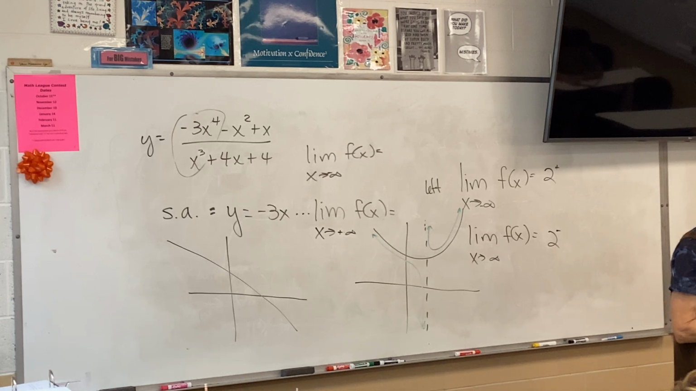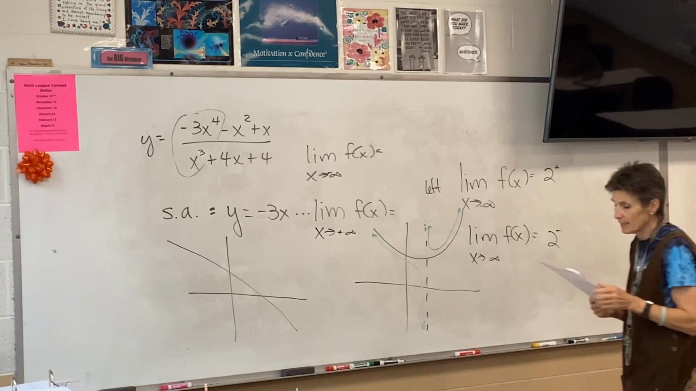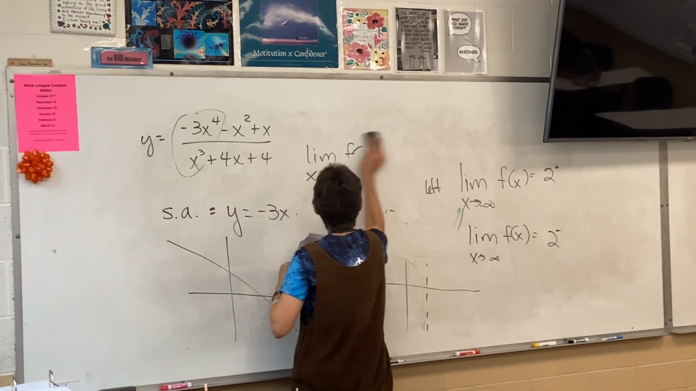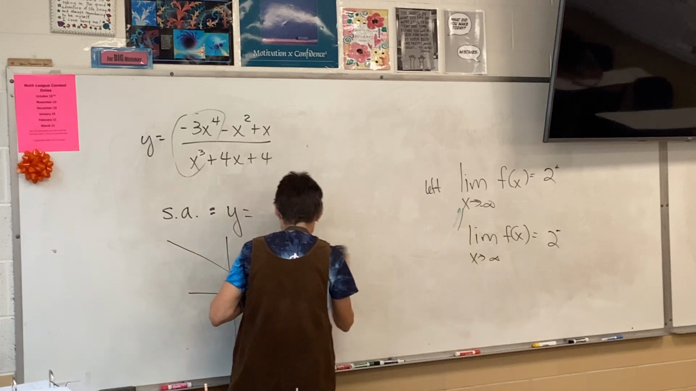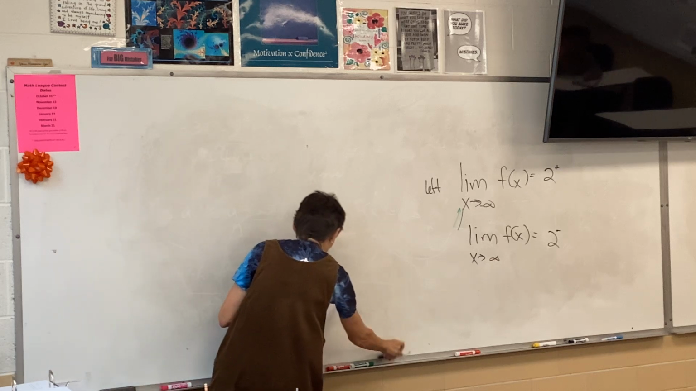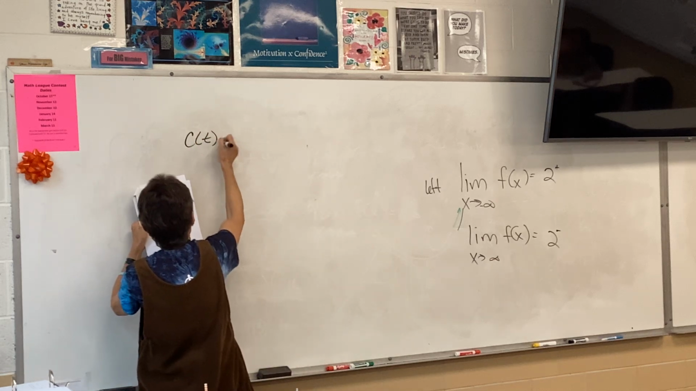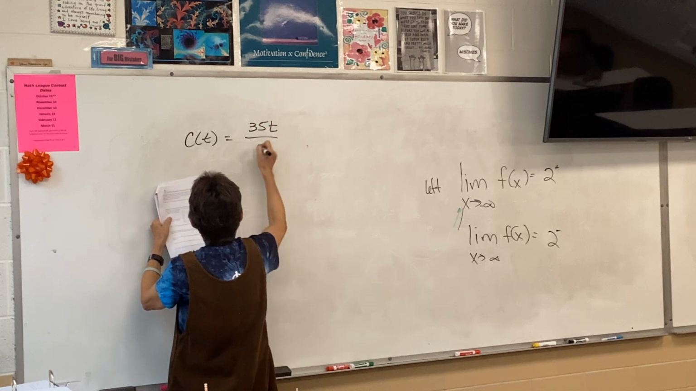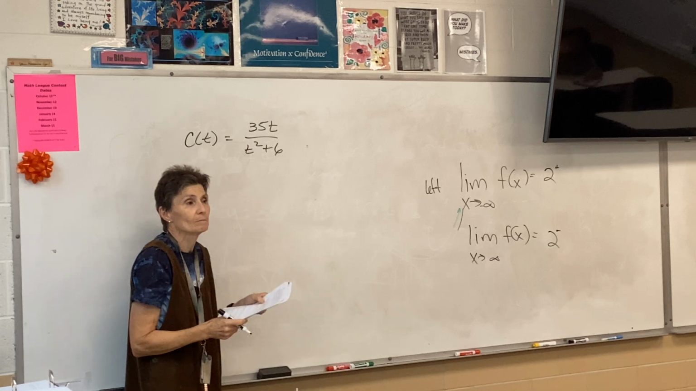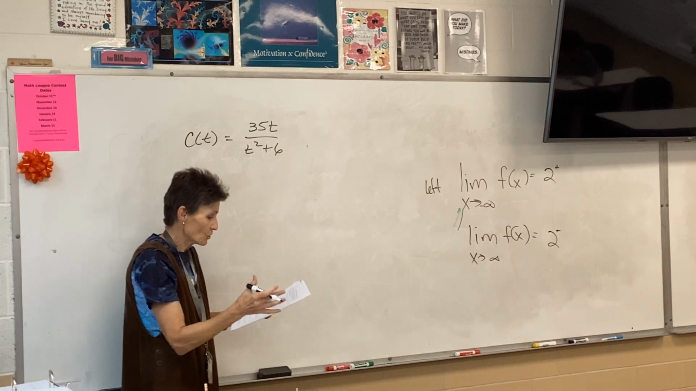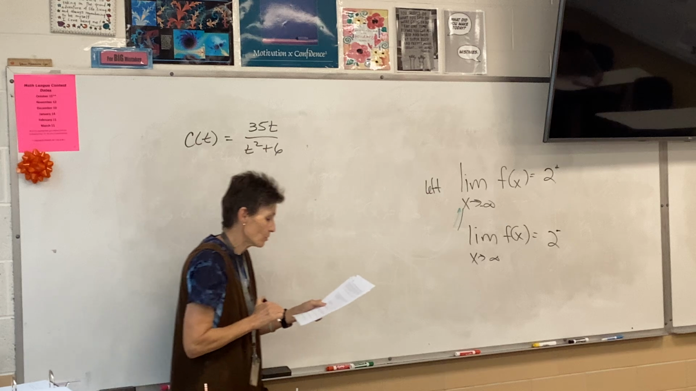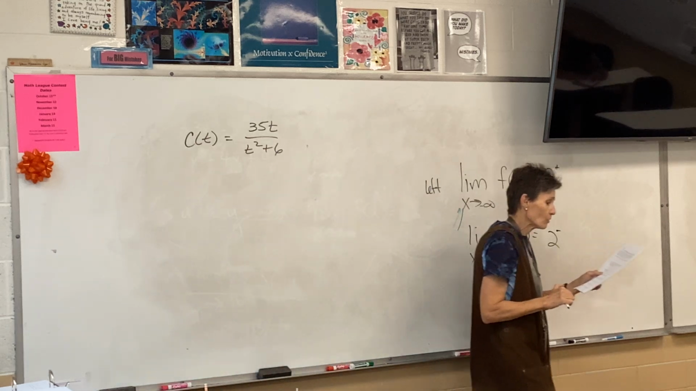All right. Number 2. The concentration of anesthesia in a person's bloodstream can be modeled by this equation. So someone has figured out, looking at the data, that the concentration is C = 35T over T squared plus 6, where T is measured in hours. The graph of C is shown. Okay. B, what is the concentration of anesthesia after half an hour?